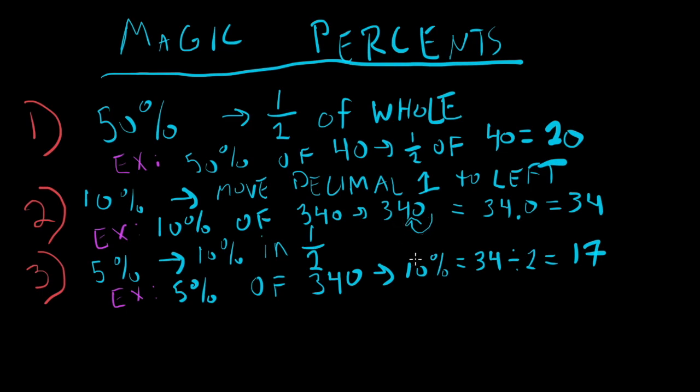We just move it once to the left to get 10%, and then we cut that in half, which is 17. All right, and then we'll be doing a lot of practice with this. I know this is kind of fast, but if you're not getting it now, we'll do lots more practice.